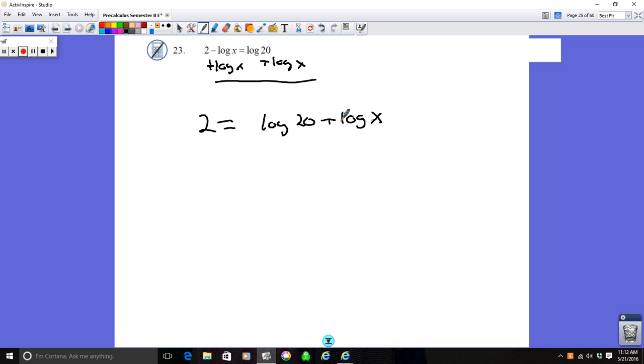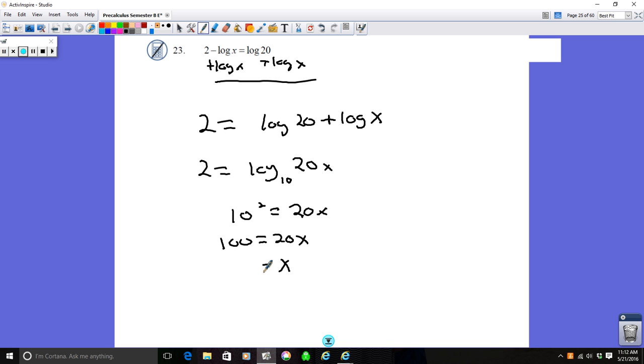You know how to do this because this is expanded form, you want a condensed form. So this is log of 20 times x. Now, what is the base of that log that's not showing up? It's a 10. There's nothing else we can do here except make it an exponent. 10 to the second power equals 20x. So 100 is going to be equal to 20x. Solve, and we're going to get x equaling 5. And again, log 5 is fine. That answer looks great, and that is the solution.